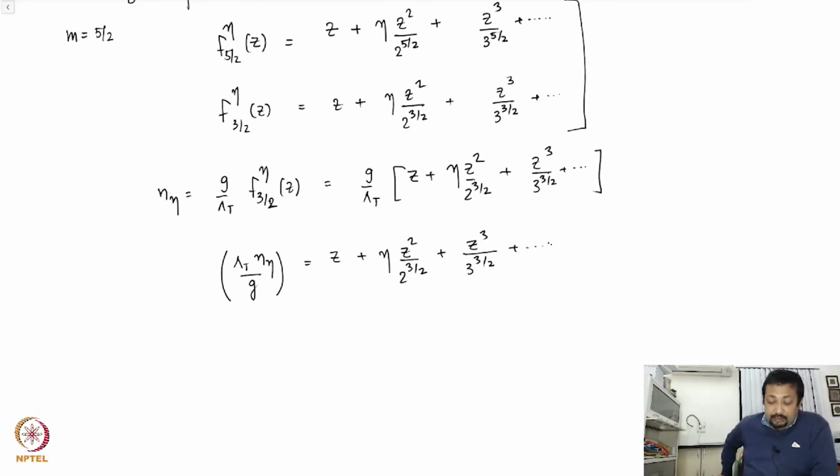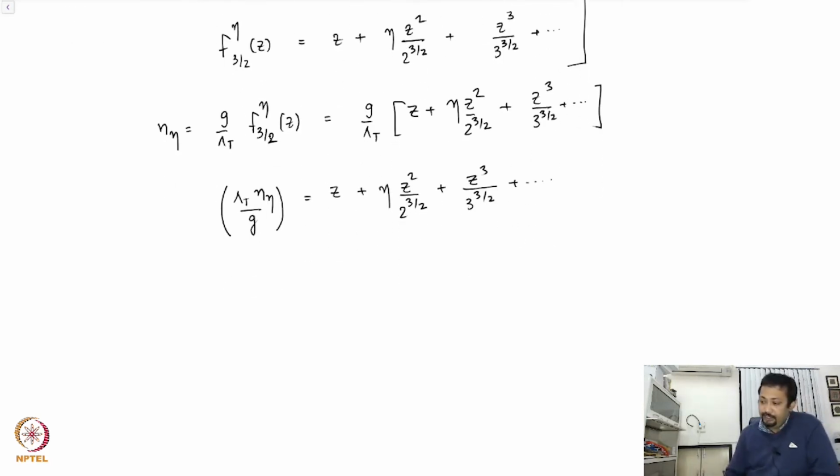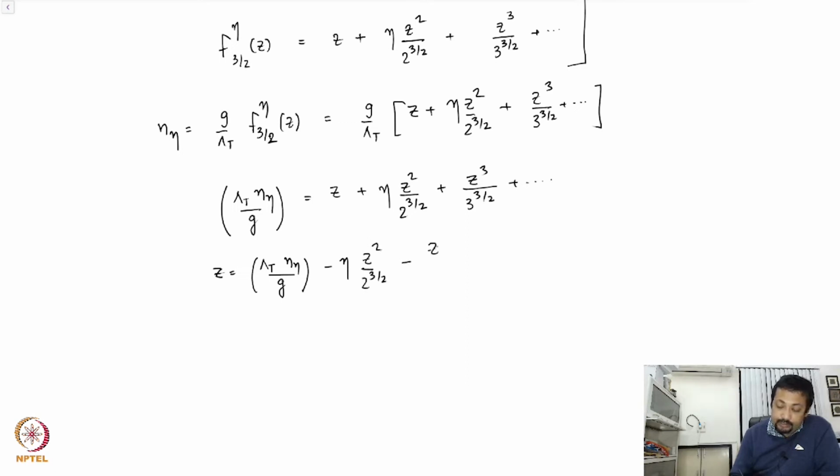Right? Now I want to determine z from this equation perturbatively. How to do the perturbative determination? So I can see that z is going to be lambda t n eta divided by g, minus eta z square over 2 to the power 3 by 2, minus z cube over 3 to the power 3 by 2, and if you want to take the next term, it's going to be again eta z4 over 4 to the power 3 by 2, plus higher order terms.